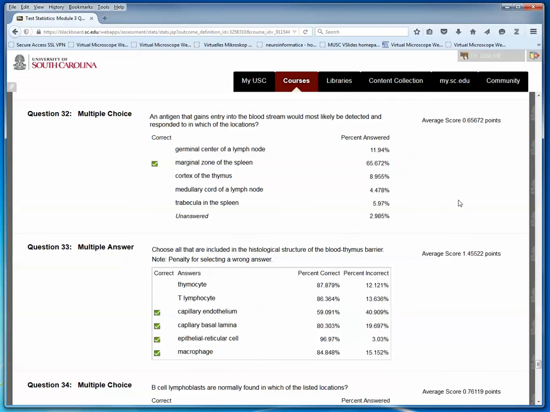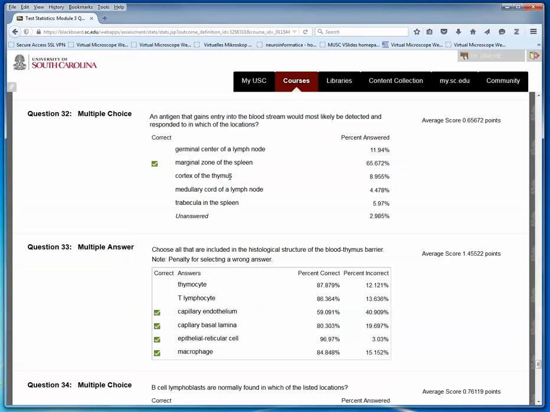This question: an antigen that gains entry into the bloodstream must most likely be detected and responded to in which of the locations? It's the marginal zone of the spleen. The germinal center of a lymph node, now that detects antigen in lymph. The cortex or medulla of the thymus does not detect any antigen at all. The cortex of the thymus is busy making T cells.